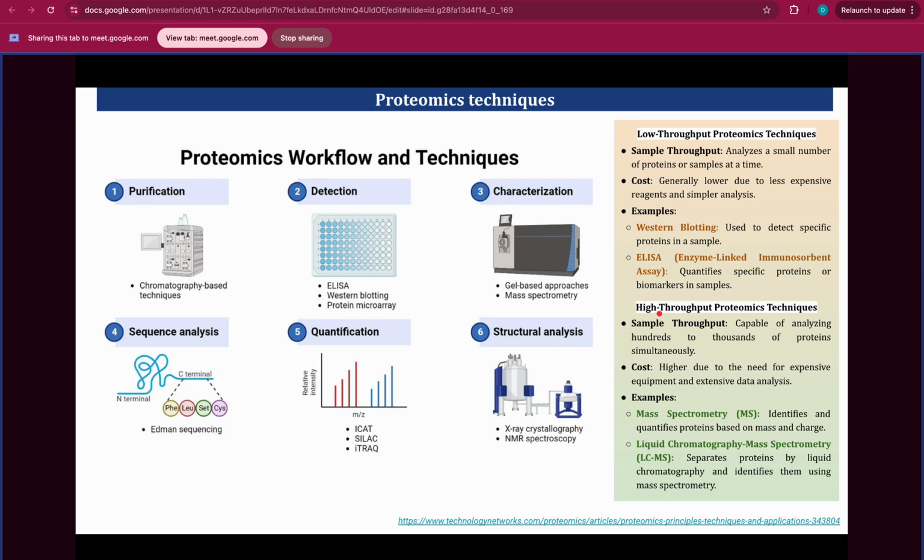These were the previous techniques, low throughput. But with advancement, high throughput methods have come up. The advantage of high throughput is that it is capable of analyzing thousands of samples at the same time. Its cost is high because the equipment is quite costly. If you want to go for mass spectrometry, the device cost is quite high, but once you obtain it, it's worth it because you can analyze multiple samples at the same time. Examples are mass spectrometry and liquid chromatography along with mass spectrometry, where proteins are separated by liquid chromatography and then identified using mass spectrometry. So these are two categories.